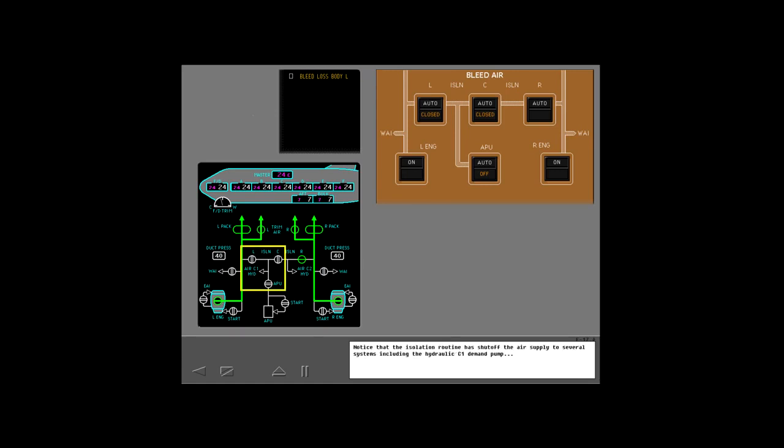Notice that the isolation routine has shut off the air supply to several systems, including the hydraulic C1 demand pump and the aft and bulk cargo heating. In this configuration, cross-bleed start capability and APU air are not available.